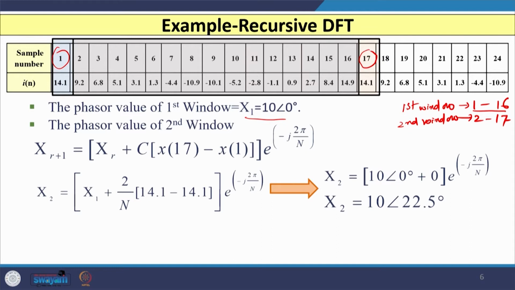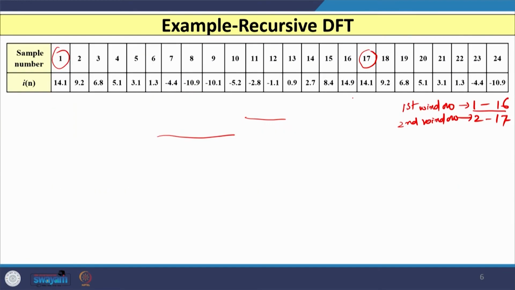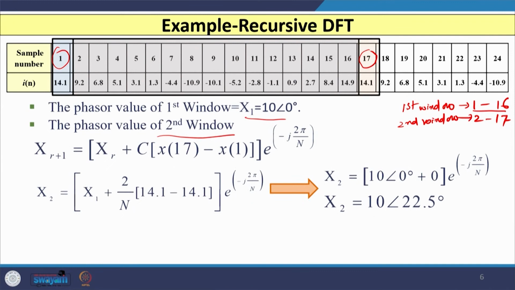Now, when you want to calculate the phasor value for the second window, which contains sample number 2 to sample number 17, then using this equation, x of r plus 1 is equal to x of r, if I use this equation, then you can see that the value comes out to be this. So, here let us consider r equal to 1. When I consider r equal to 1, this value, x of r plus 1, that is x of 2, for which second window we want to calculate the phasor value, is x of r.